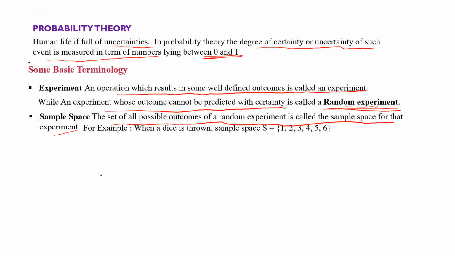For example, when a dice is thrown, what is the sample space? 1, 2, 3, 4, 5, 6. These are the outcomes when we throw a dice.